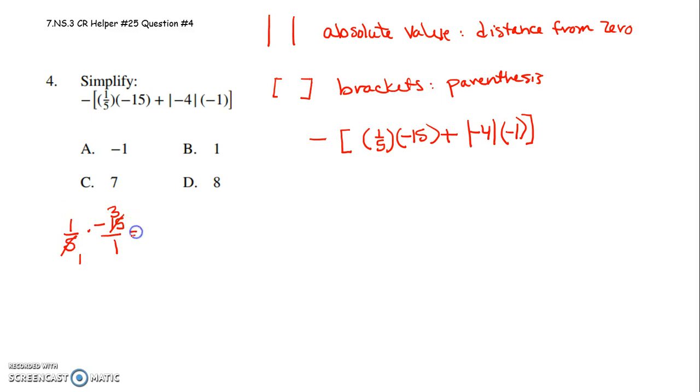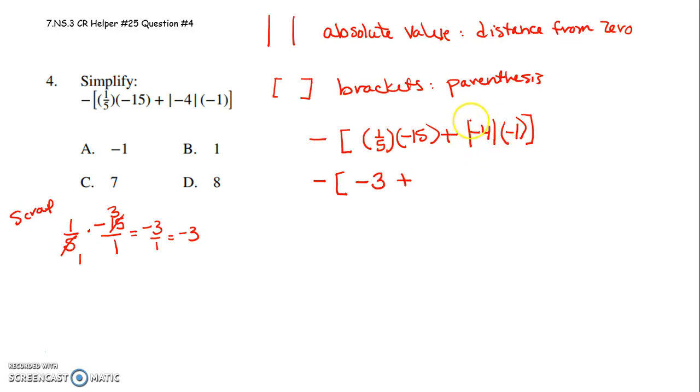1 times negative 3 is negative 3. 1 times 1 is 1. Negative 3 divided by 1 is negative 3. So this is just a little scrap work off to the side. So I still have my negative outside my brackets. Right here I get negative 3. Still have my plus sign.